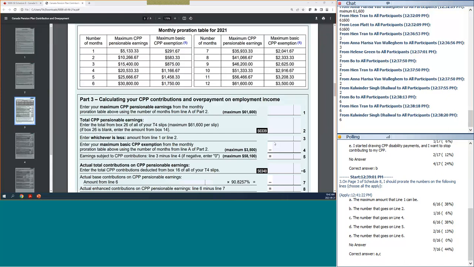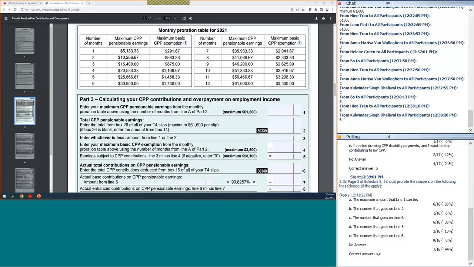Okay, then we're going to have line 5. Line 5 is math. Try not to do extra math on top of math. Just take the numbers that are there. So if it's a math line and if it's from a slip, we're not going to change it. Otherwise, we are going to change it if it tells us to do it. And then actual total contributions on line 6 is box 16 of your T4 slips. Again, if it comes from a slip, don't change it.